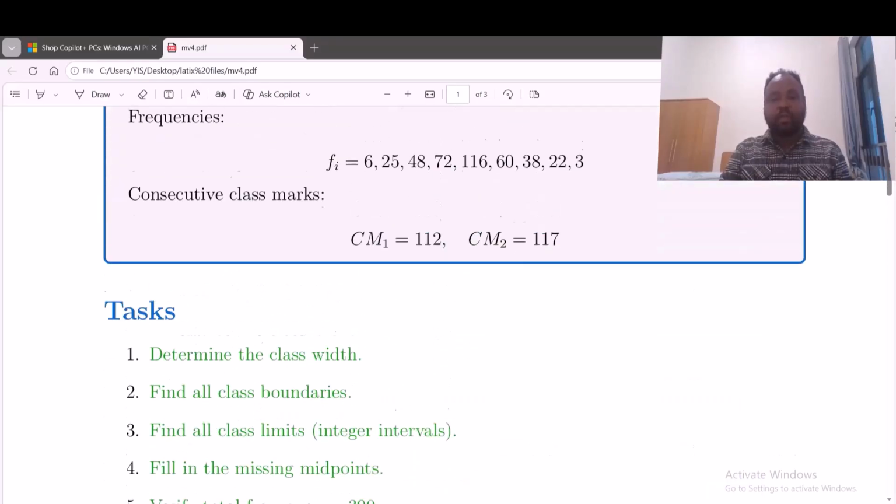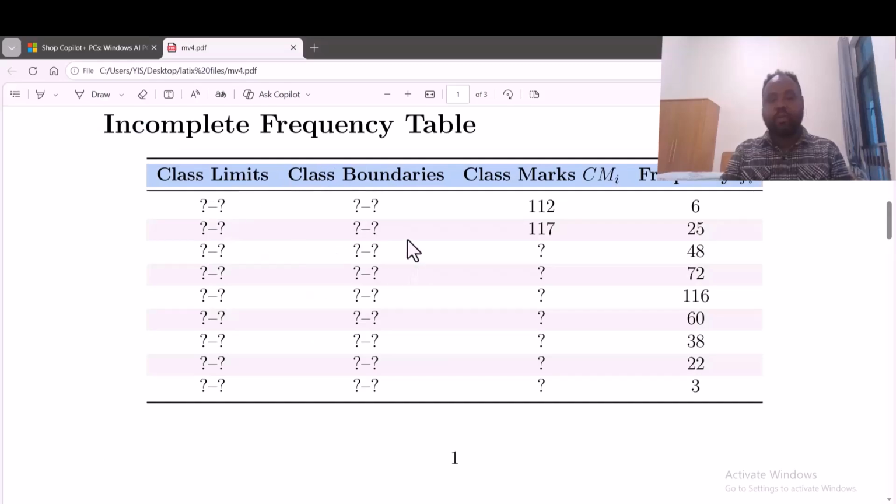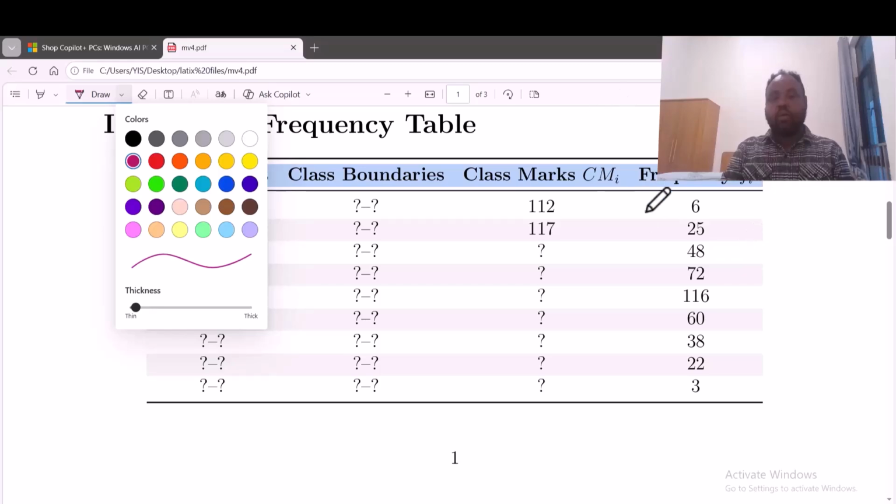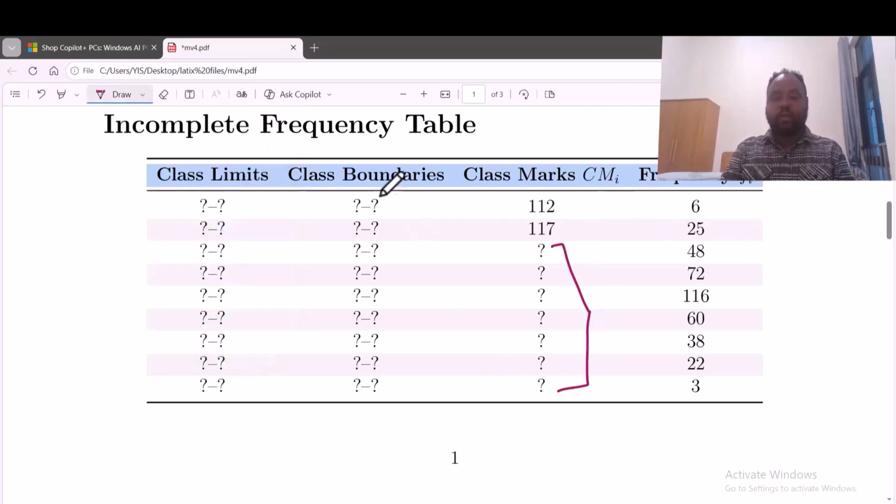This problem statement can also be presented as an incomplete frequency table. The class limits column is fully incomplete. The class boundaries column is the same. From the class marks column, we are given only two class marks, and the class frequencies are fully given. So the question is to obtain these gaps and this column, plus the class widths.